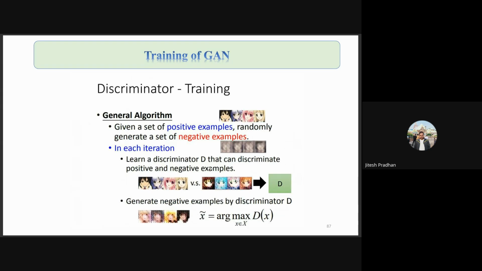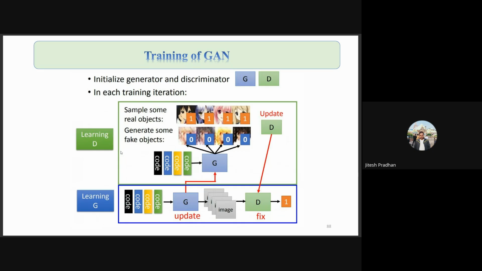The general algorithm is this: given a set of positive examples and a randomly generated set of negative examples, we give positive examples from a data set and negative examples generated from the generator. For each iteration, the discriminator D will distinguish between the positive and negative examples and try to predict the probability. With this function it will try to generate the negative examples. This is a continuous process, and I have already discussed how it works.